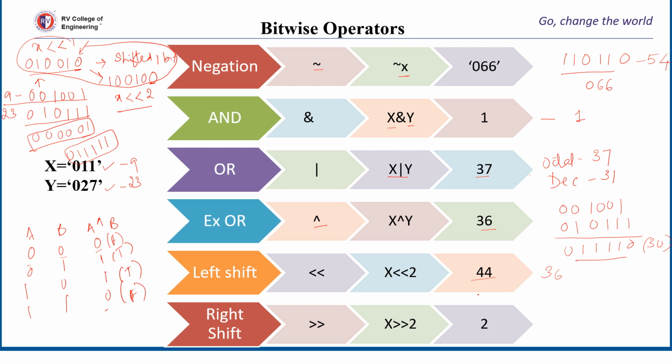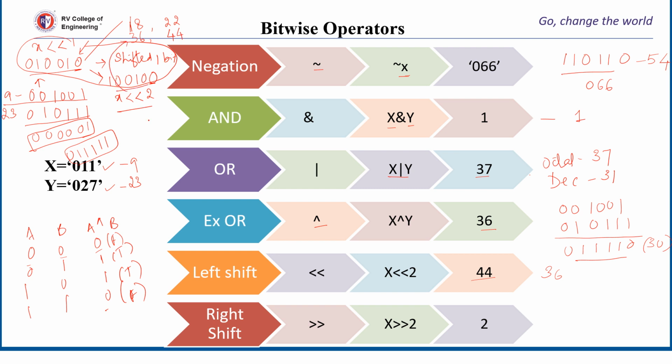Now you have to observe one thing here, right? When I shift it once, the value of x is 18, and in octal it is 22. When I shift it once again, it becomes 36 and in octal 44. Okay, so this is the answer for it.